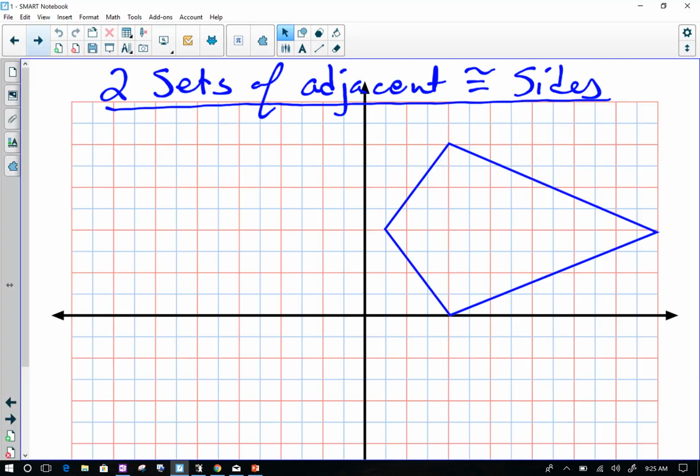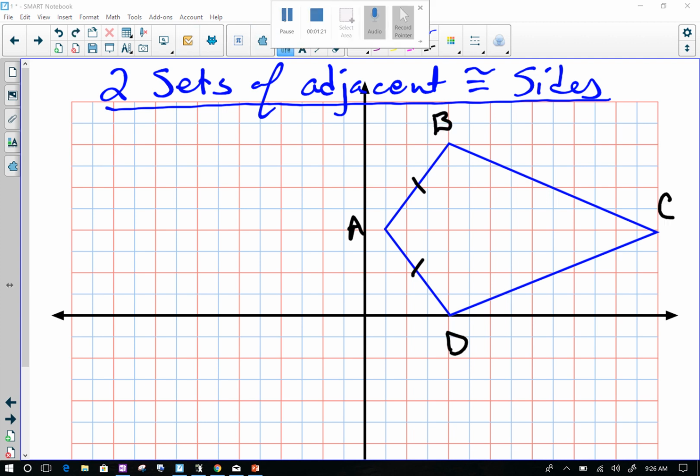So if we look at our presentation here, the first property we're looking at is that we have 2 sets of congruent adjacent sides, which means these 2 sides are congruent here. I'm going to name that AB and AD. So AB is congruent to AD. BC is congruent to DC.